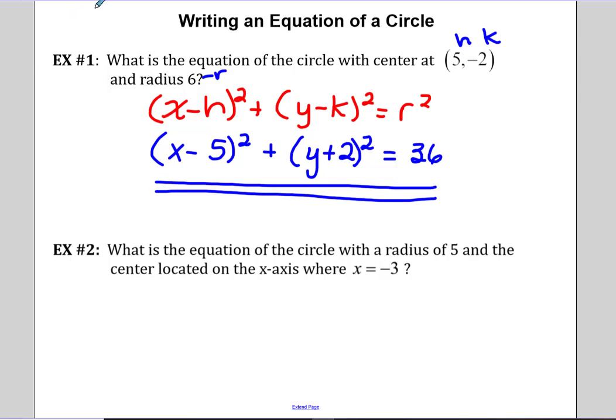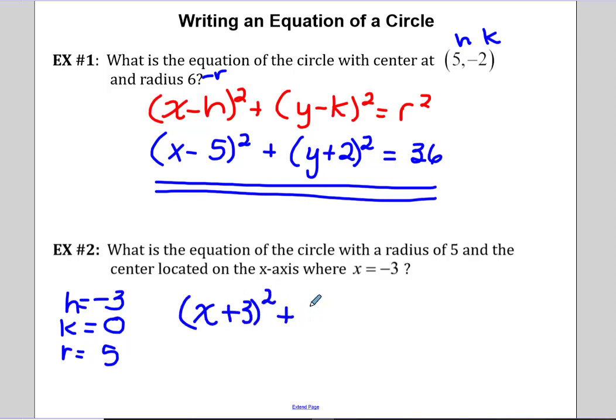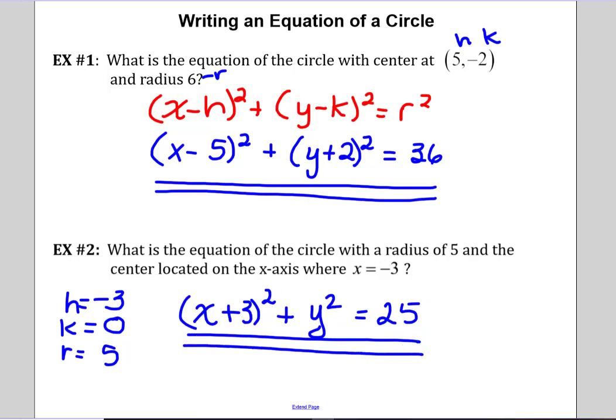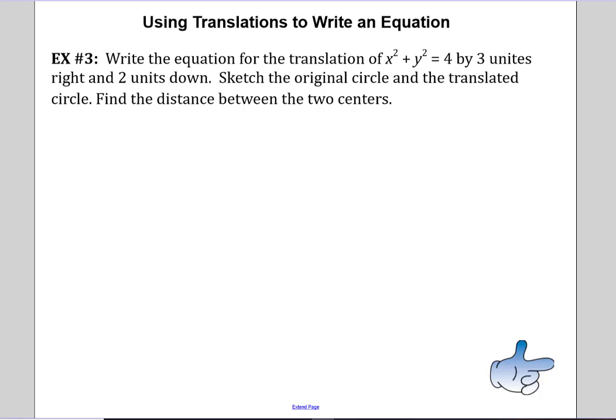In example 2, we want to know the equation for the circle with a radius of 5 and a center that's located on the x-axis where x is -3. That's just telling us that the h is -3, but the k, sitting on the x-axis, would have to be 0, and the radius is 5. So we'd have x minus -3 quantity squared and y minus 0 quantity squared equals 5 squared. So those are pretty straightforward. You should be fairly familiar with those from geometry.